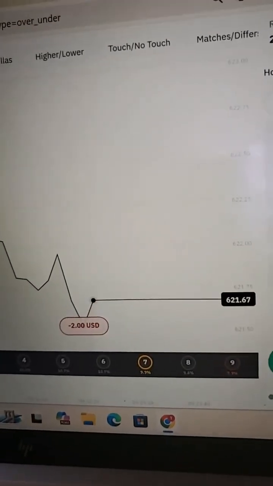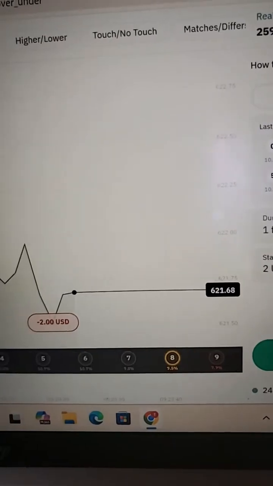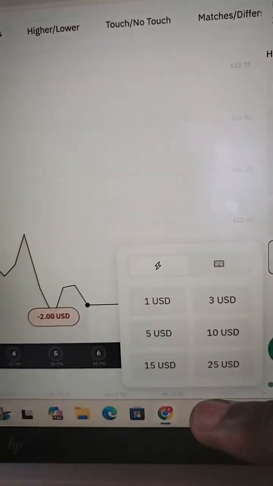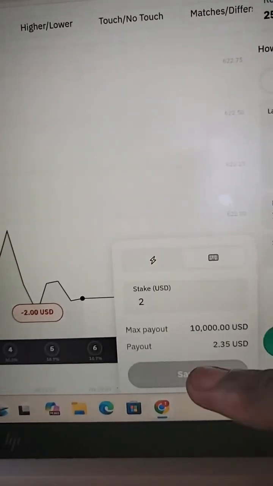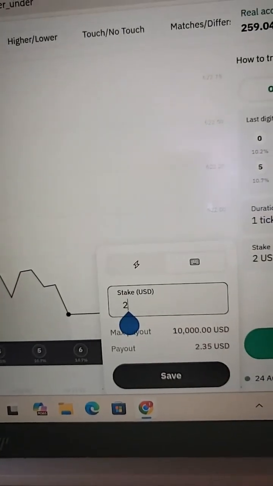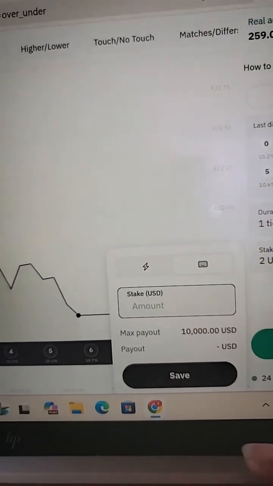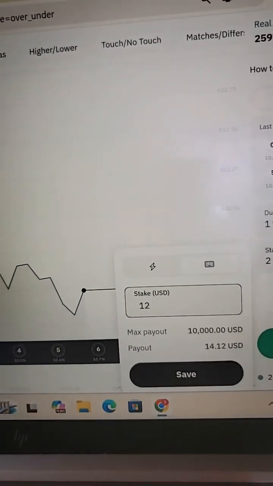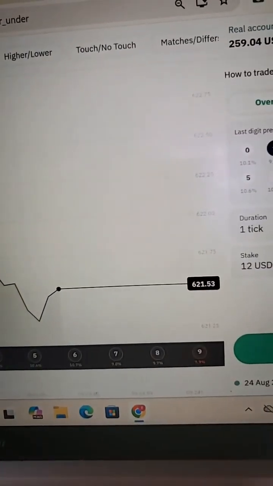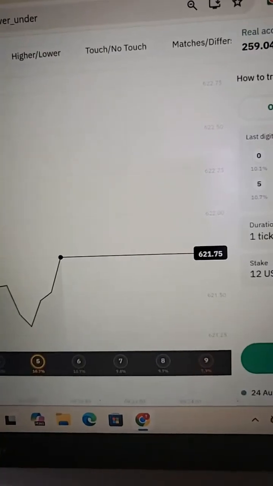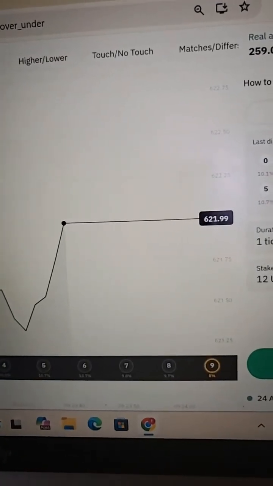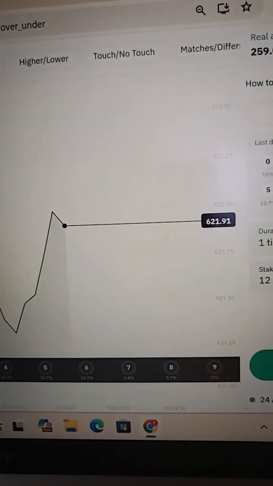Okay, now whenever you have lost that way, you need to upgrade your stake to 12. That is how it will go, as I showed you here. You click 12, put it to 12, save, then wait for that entry. If you fail that one, that has no issue. You can accept it and be very fast.